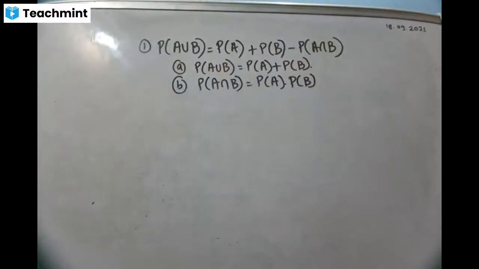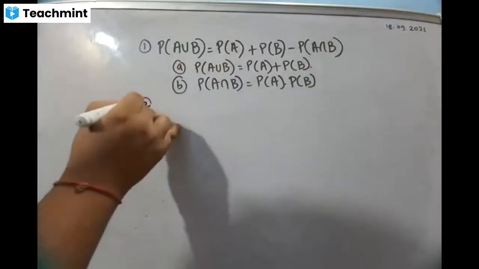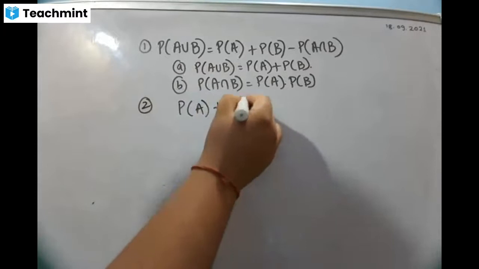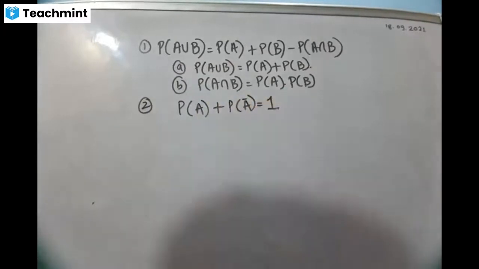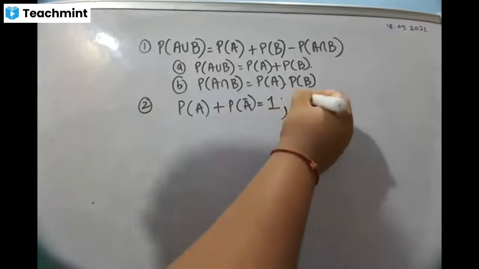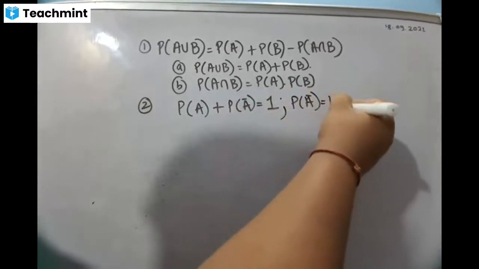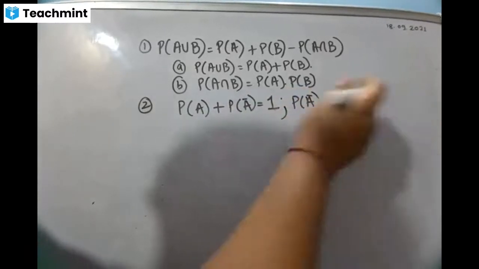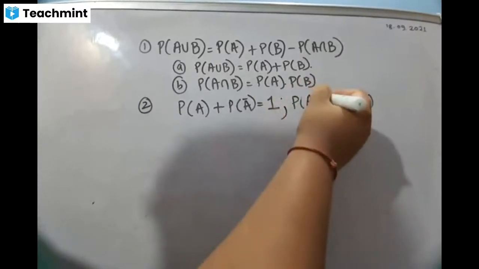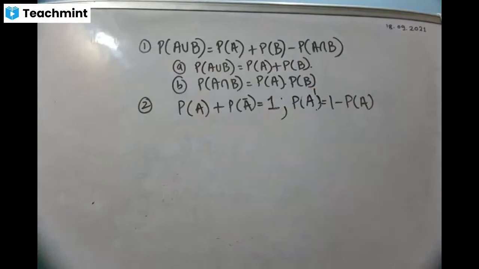Is that clear? The second one, which I taught you yesterday: probability of A plus probability of A dash complement will always be equal to 1. So from here you can easily write that probability of A complement will be 1 minus probability of A. Let me write dash instead of bar, because you are used to dash. So probability of A complement is equal to 1 minus probability of A.